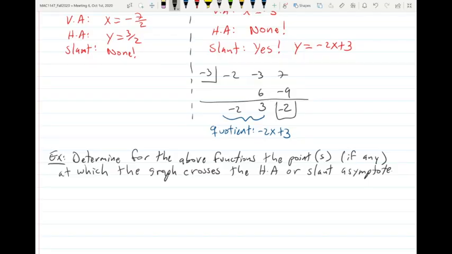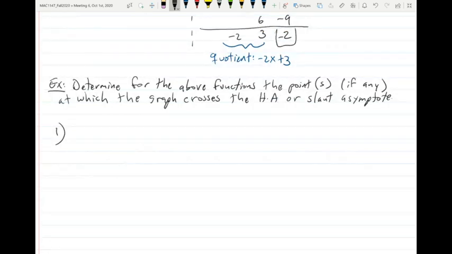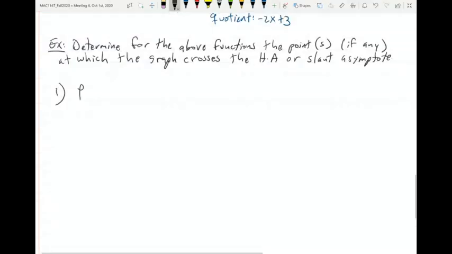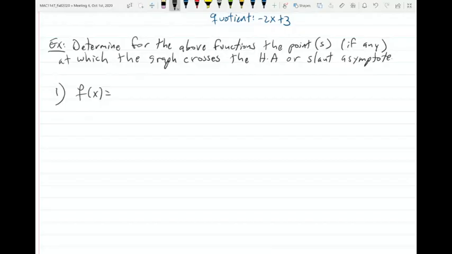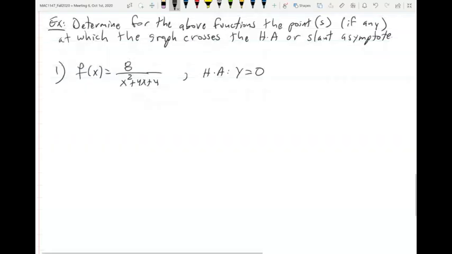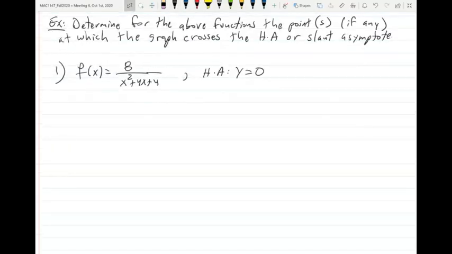Okay, so let us try to figure this out. All right, so let's look at the first example. The first one was, what did we use? We used f for that. So we have f of x equals 8 over x squared plus 4x plus 4. And then we found that we had a horizontal asymptote here, namely the line y equals 0. And there is no slant asymptote. So the question is, are we ever going to cross this line?